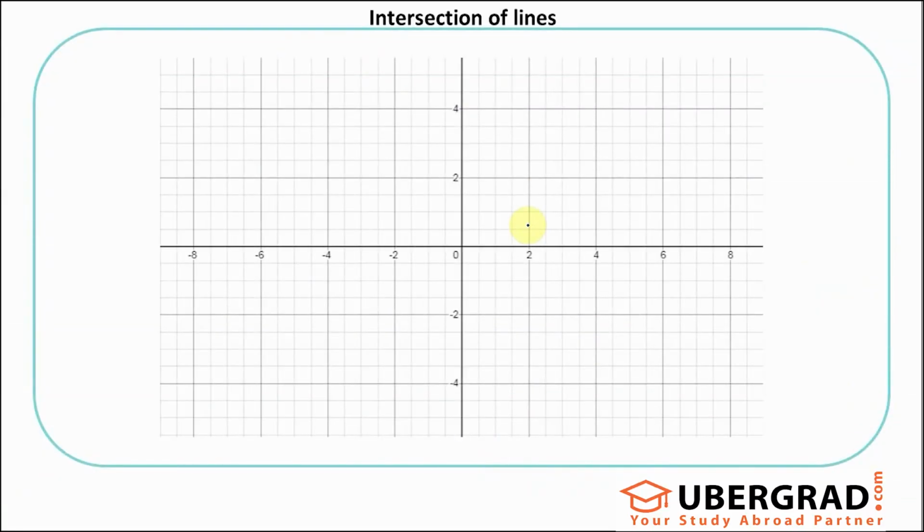Then intersection of lines, that's another concept, right? Let's say I have two lines like this. They're crossing each other at this point. So what is this point? How would I find this?